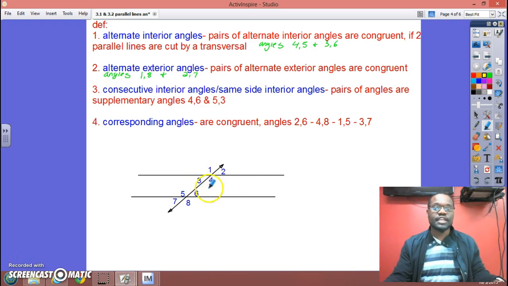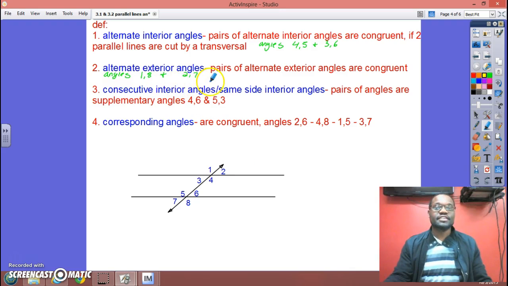What are alternate interior angles? 4 and 5, 3 and 6. And what do you need to know about them? That they are congruent. Alternate exterior angles. Alternate exterior angles are angles that are on either side of the transversal, but they're on the outside. Remember, exterior was not between the two parallel lines, but on the outside. So alternate exterior would be 1 and 8 and 2 and 7. And what do you need to know about them? They're also congruent.